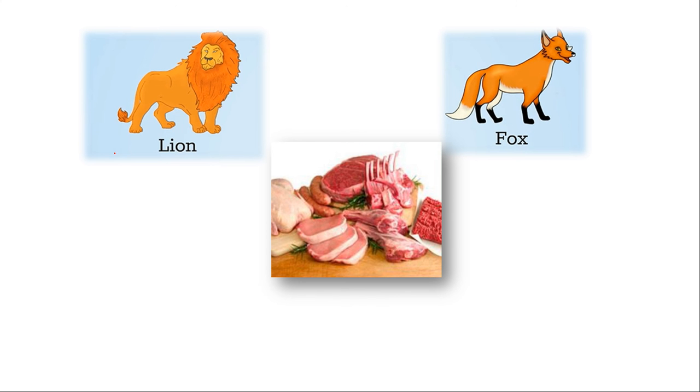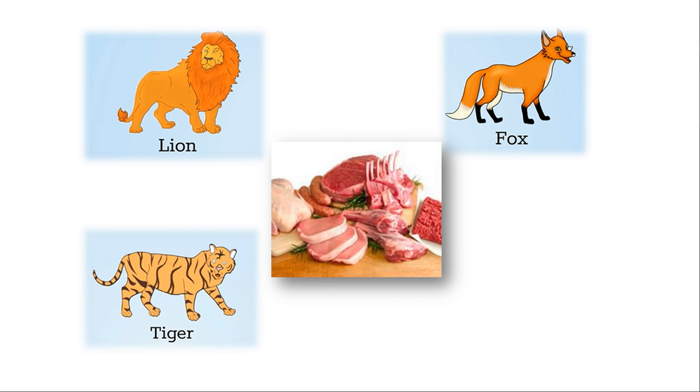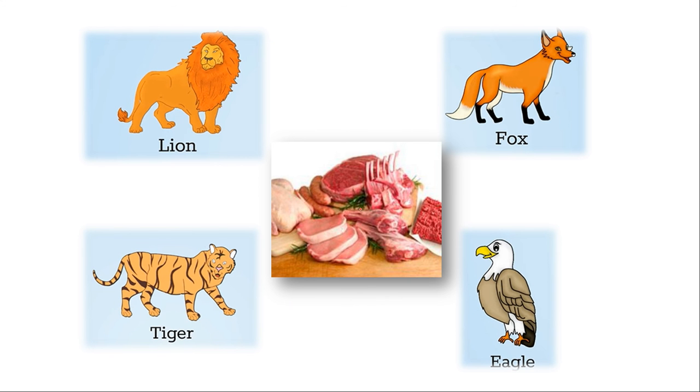The fox is a carnivore. It eats only the meat. Tiger is also a carnivore. Eagle is also a carnivore. So these are the examples of carnivores. Let's see the third type of animals now.